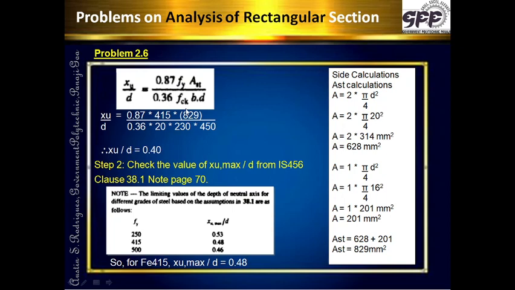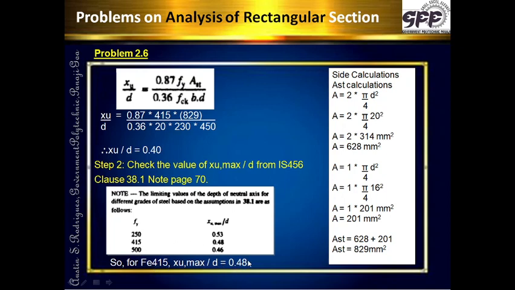Now over here 829 is the area of steel, 0.36 fck comes down as it is, b is 230 and D is 450. Solving this, we get Xu by D as 0.40. Going to the next step. Next step is to check the value of Xu max by D from IS 456 clause 38, given on page number 70. For Fe415, Xu max by D is 0.48.